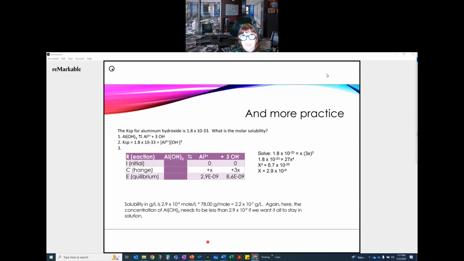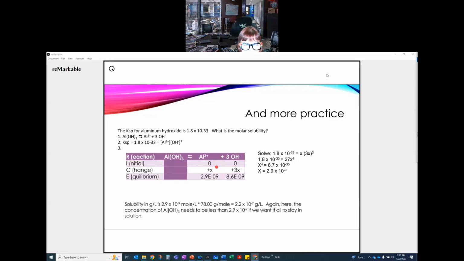OH minus, becomes Al3 plus and 3 OH minus. And that's equal to the 1.8 times 10 to the minus 33rd, and that's equal to Al3 plus times OH minus cubed. Okay, so if I set up my ICE table, I have my Al(OH)3, which I'm not going to consider because it's a solid, and my Al3 plus, which initially is 0, and my 3 OH minus, which initially is 0.